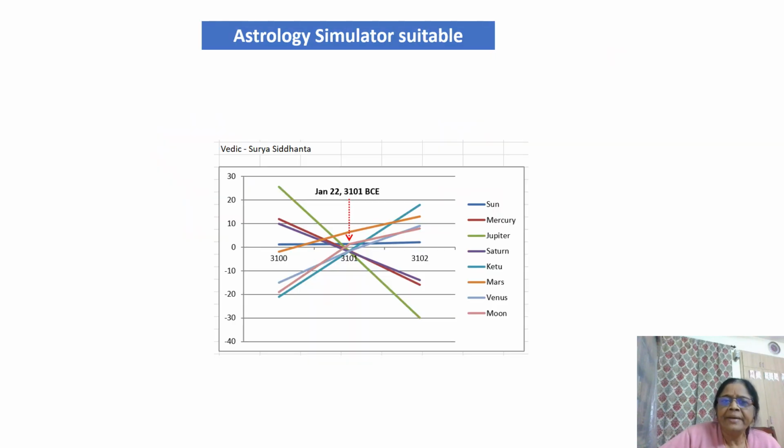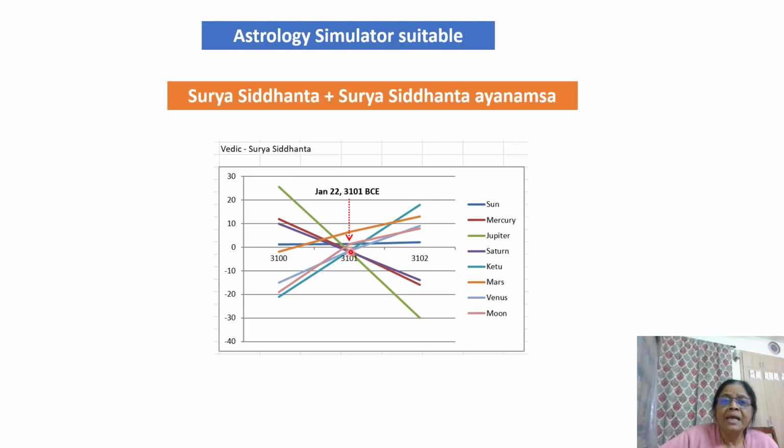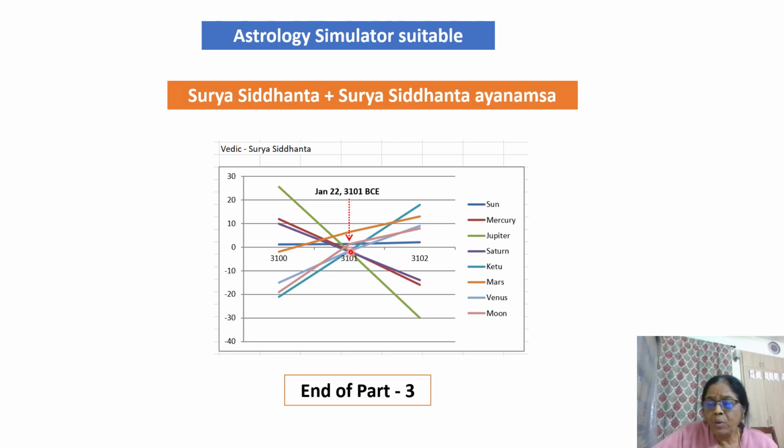So we are finding that an astrology simulator is suitable for dating the Mahabharata, particularly the Surya Siddhanta Ayanamsha, which is giving the right answers because it is able to produce a 0 degree conjunction here, which is a test of reliability, and therefore I am using that for deriving the date. With this, I am completing part 3, and in part 4, we will see whether the Western astronomy simulators are suitable or not.